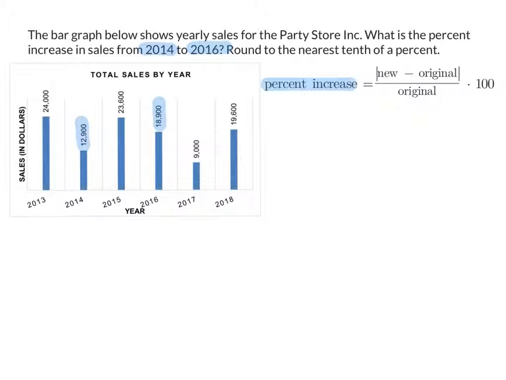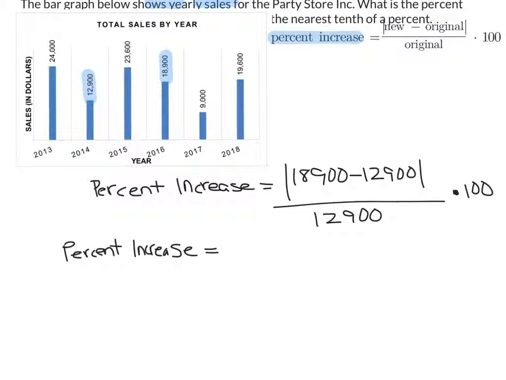So we'll go ahead and plug those values into the formula and solve. First, we'll perform the operation in the numerator position, which is 18,900 minus 12,900. When we perform that subtraction, we get 6,000. Now we want to take the absolute value of 6,000. The absolute value operation takes whatever's inside those bars and makes it positive. Since 6,000 is already positive, it will just stay as 6,000. So this is our numerator.